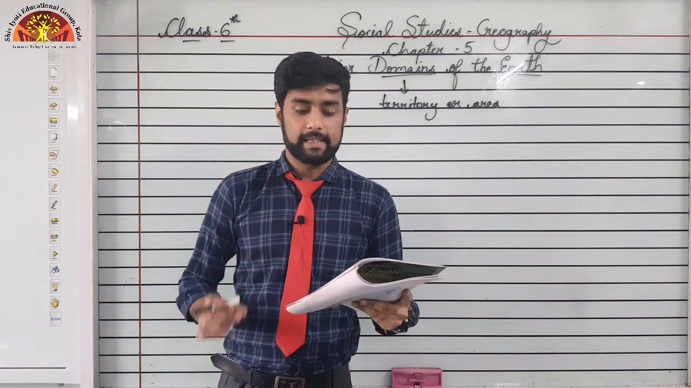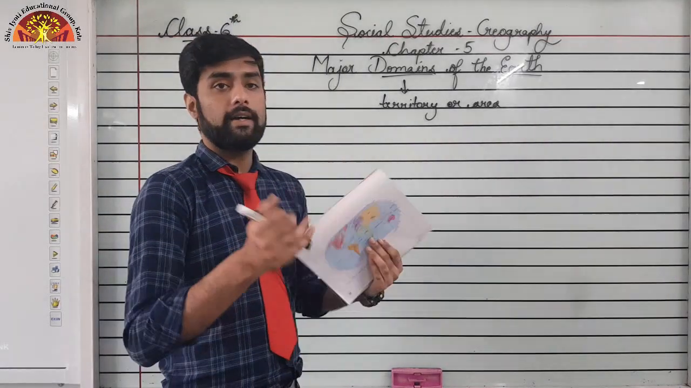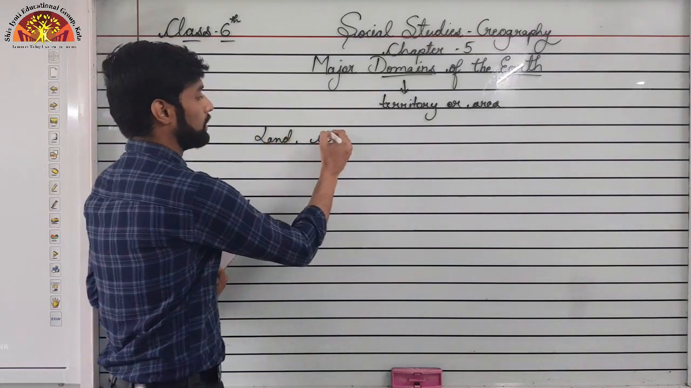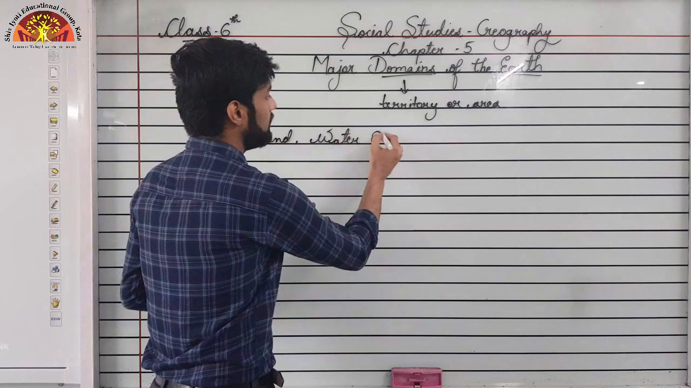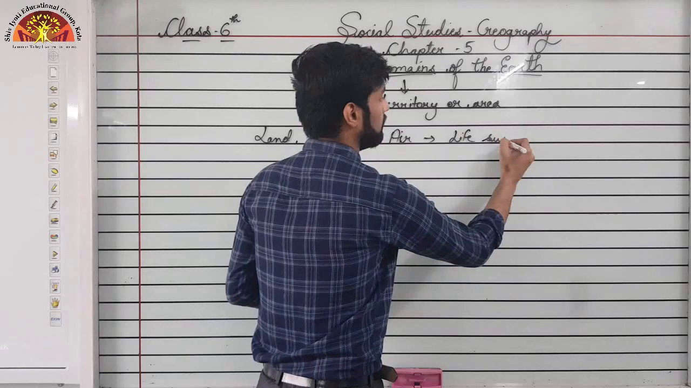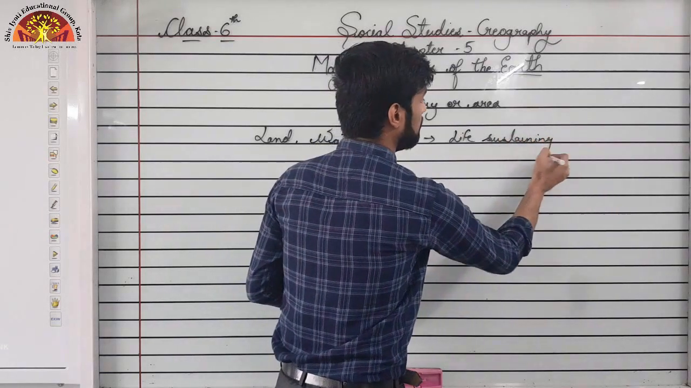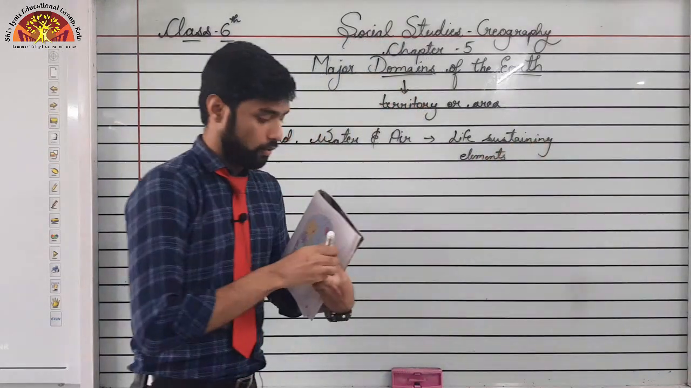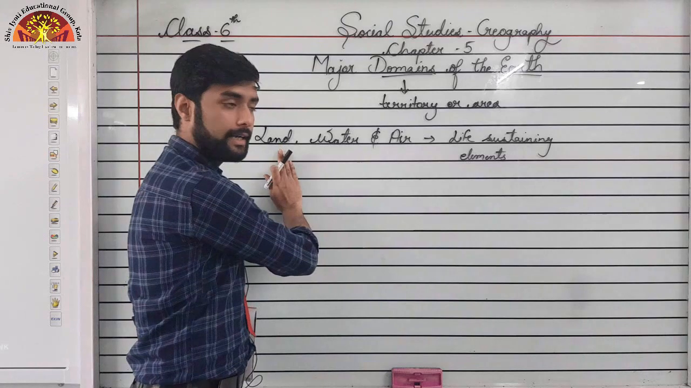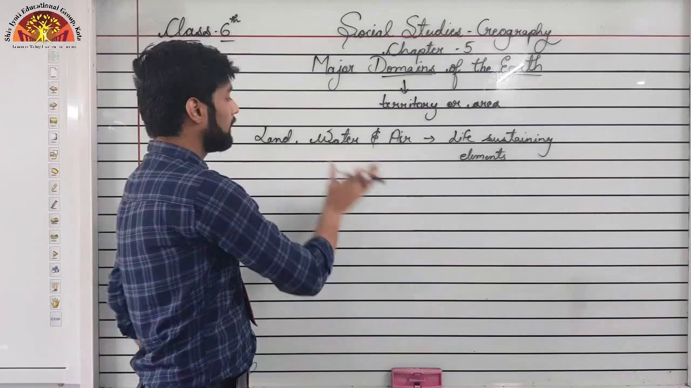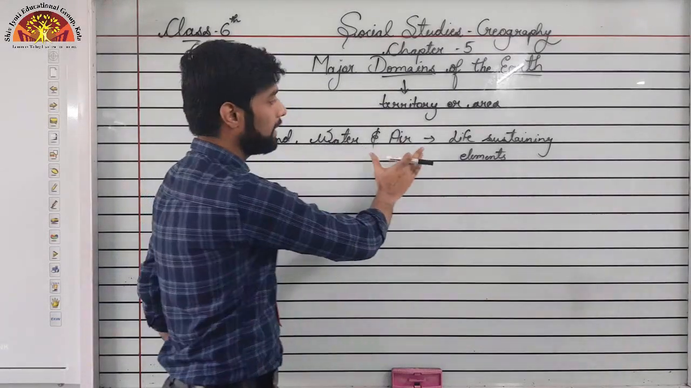The surface of the earth is a complex zone in which three main components of the environment meet. We all know that our earth is divided into land, water and air, right? We call them life sustaining elements. Okay, in order for life to develop, in order for life to grow, you will require land, water and air. So in this chapter we'll be learning about the different parts of the earth, that is the land part, the water part and the air part.